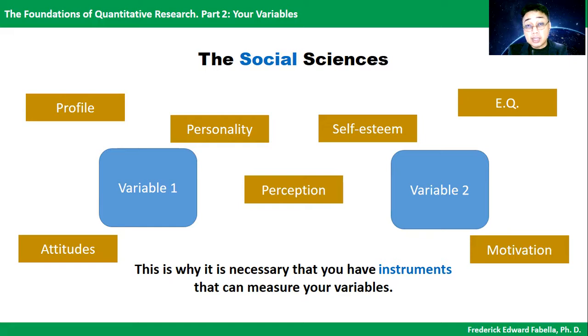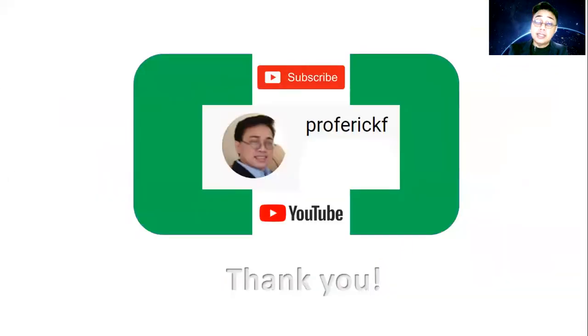So all of these are constructs that take the form of our variables when we consider research in the social sciences. Of course, we also need instruments that are valid and reliable in order to measure these constructs. So that ends my discussion on variables.